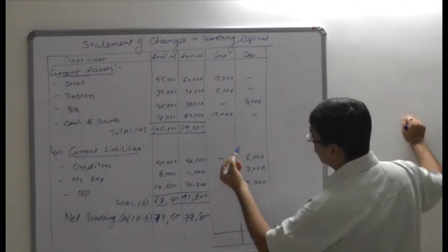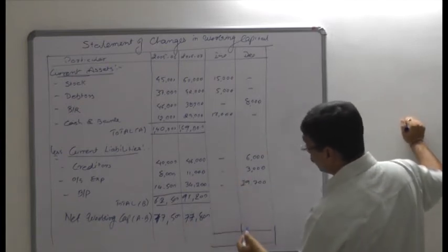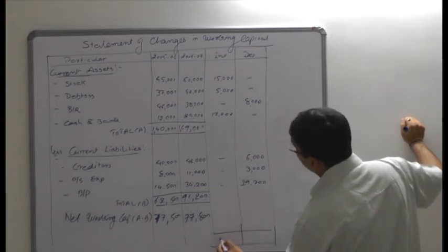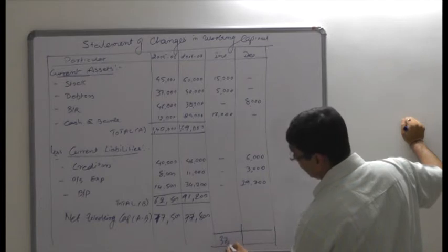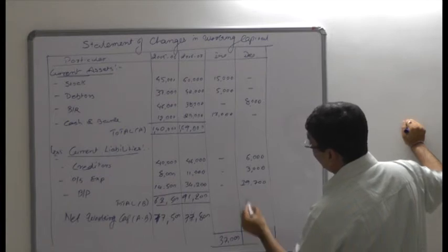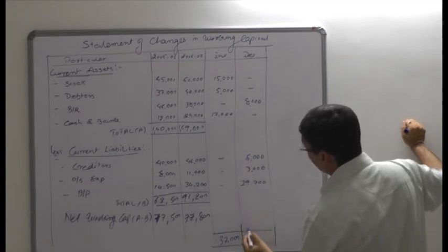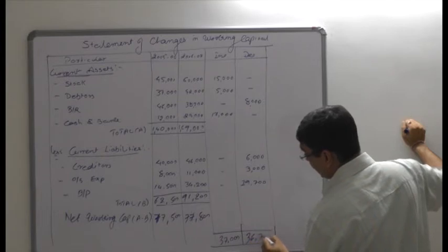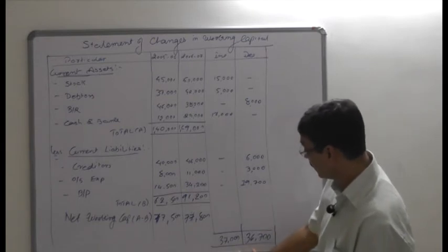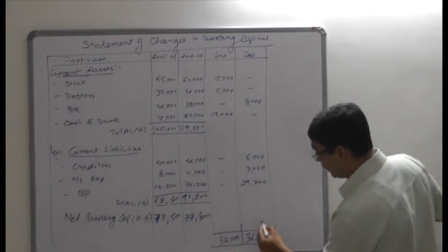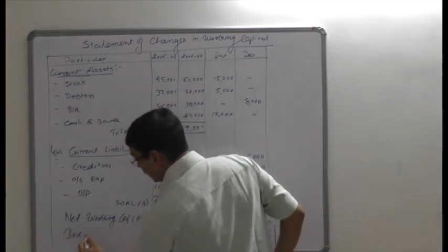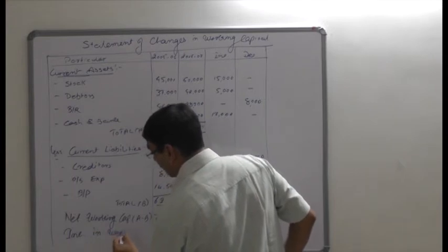Now we'll identify which side is higher. Actually the difference is very minute, so you may not identify which side is higher. Just make a total of both the sides: the total of the increase side is 37,000, and the total of the decrease side is 36,700. So see here the difference is 300. Which side is higher? The increase side is higher, so your answer is increase in working capital.